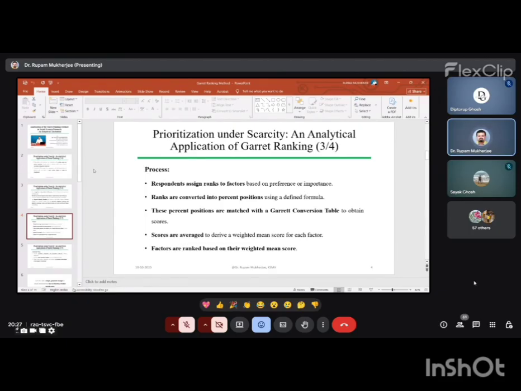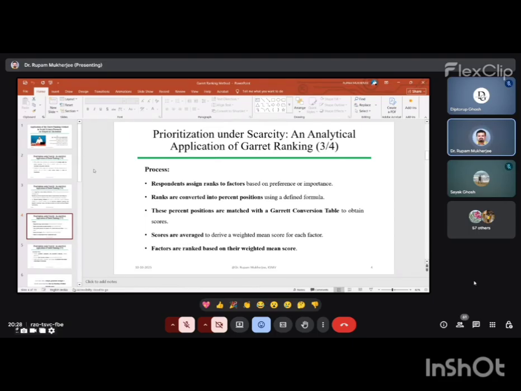After getting this summary sheet, our next step will be to convert these ranks into percent positions by using a particular formula. How to do it? I will show you. So this will be the second step, converting it into a percent position formula. And then there will be a Garrett table. I think Shayok and Diptarup have shared this table with you before this class. From that Garrett table, for these percent positions, what will be the corresponding Garrett score? We try to calculate, for each percent position, what the Garrett score should be.